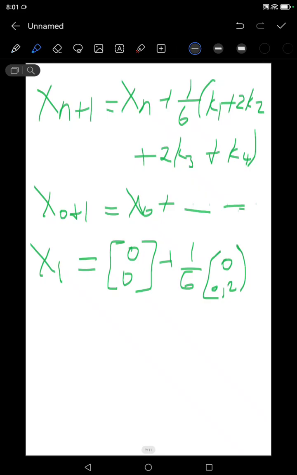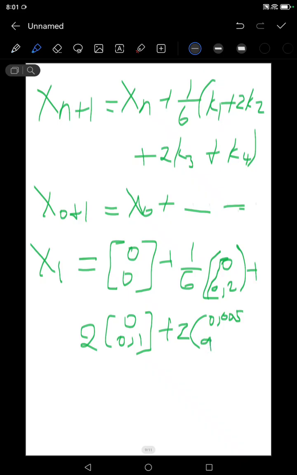Let me not write the bracket here. Plus 2 into, let's say K2 we got as 0 and 0.1. I'm just making an example. And then K3, let's say we get 0.005 and 9. I'm just making an example here. Plus, let's say K4 we get as 1 and 2.